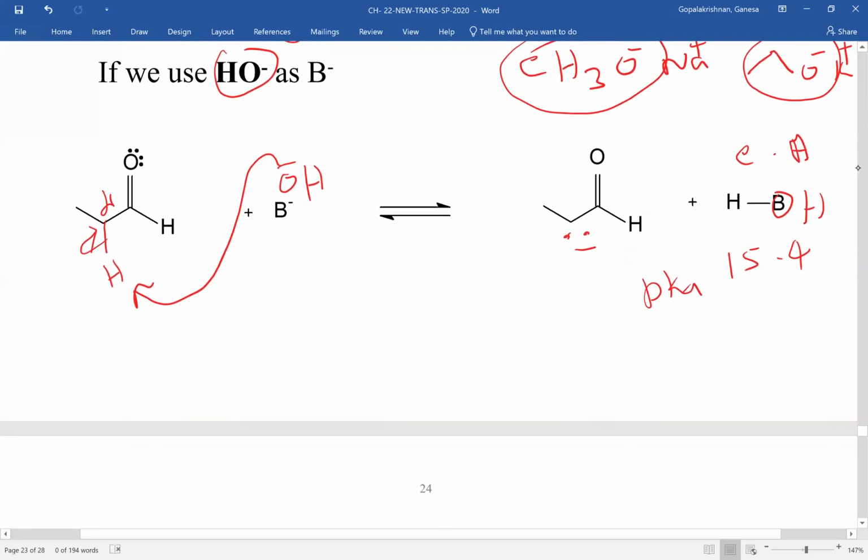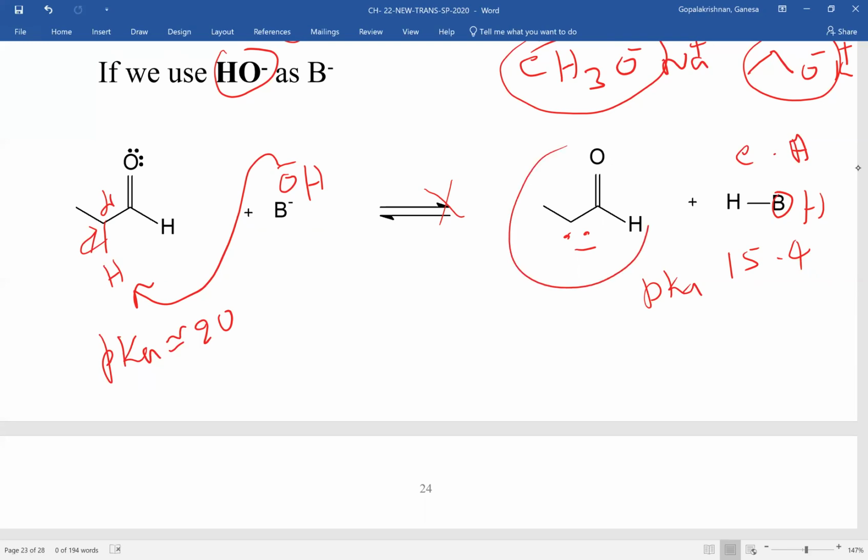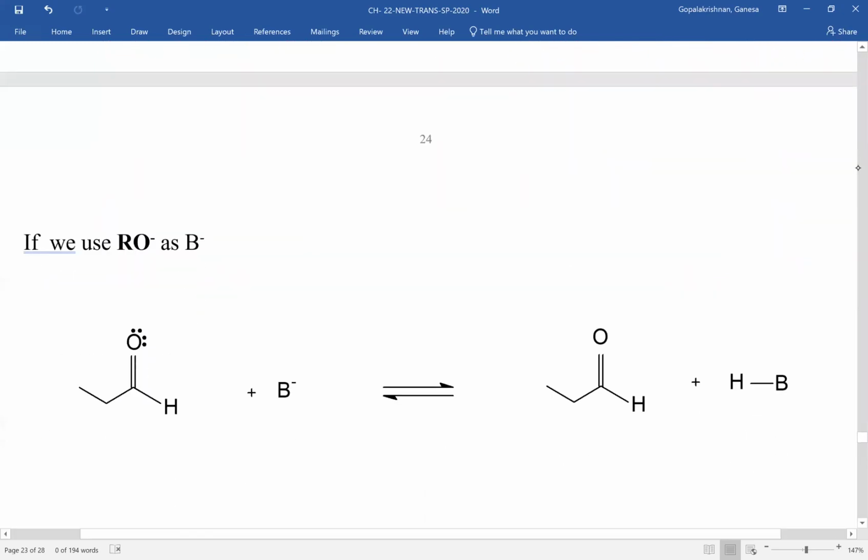But here we saw the pKa of this one is about 20. So which one is a strong acid, the aldehyde or a conjugate acid? This is a strong acid. Reaction will not go from weak acid to strong acid. So this reaction will not happen. If it happens, a very small amount of the enolate ion will be formed.